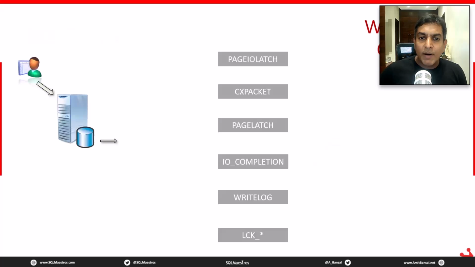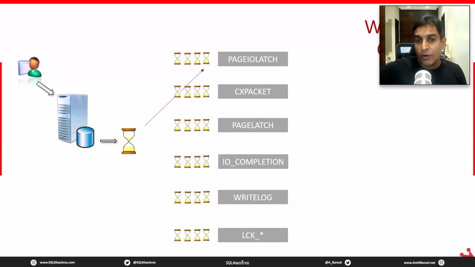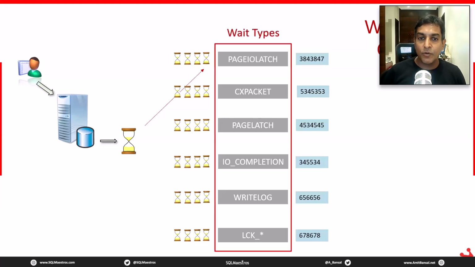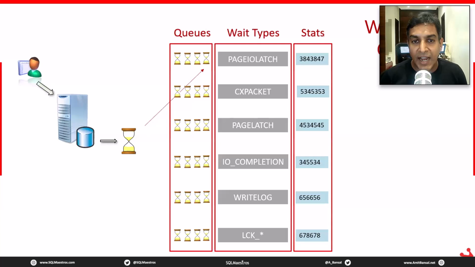And then I also talked about another illustration, like these are certain common wait types, and when multiple requests are coming in, how they're getting queued up, they're all waiting. And on the right side, you will see their wait stats piling up, right? So you have so many requests waiting for these wait types, and then you have the statistics. So this was wait types, then the queues and the stats.